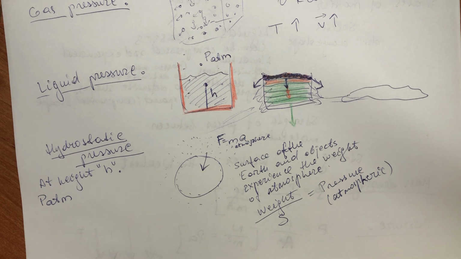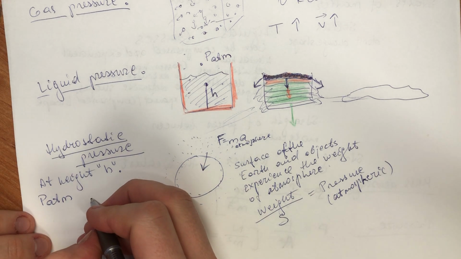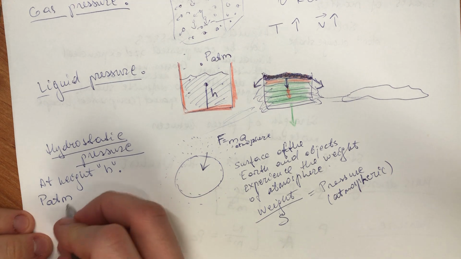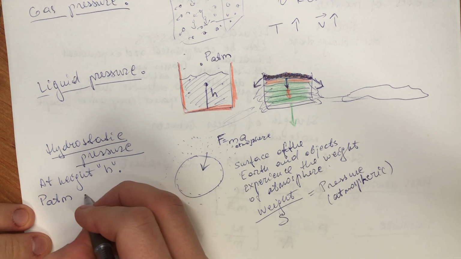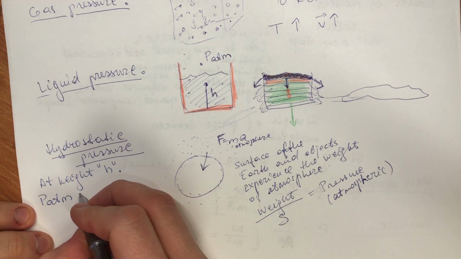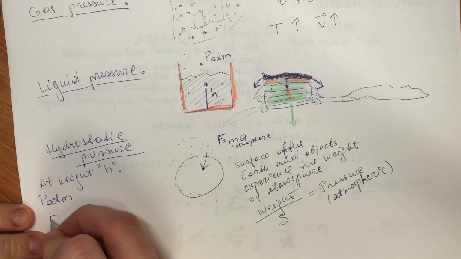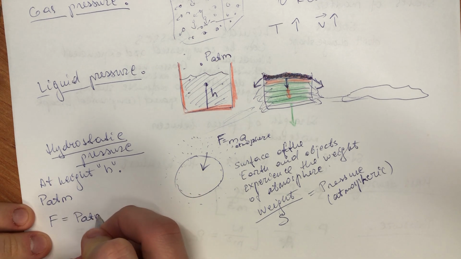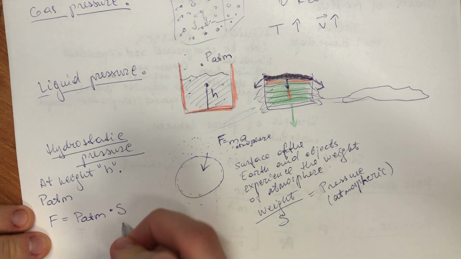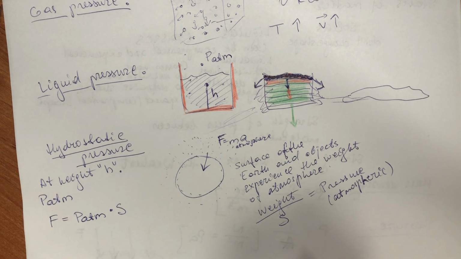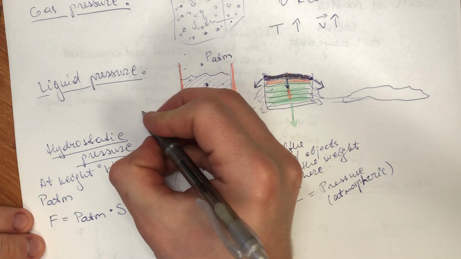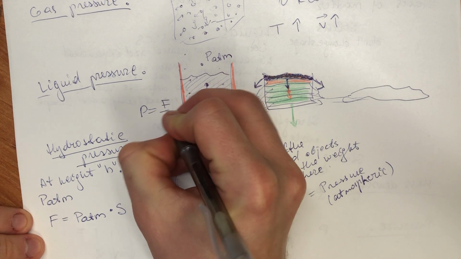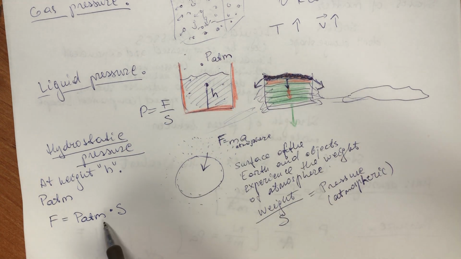And we can speak about force. Force is P atmospheric times surface area, because pressure was force divided by surface area, so we can write force like this.